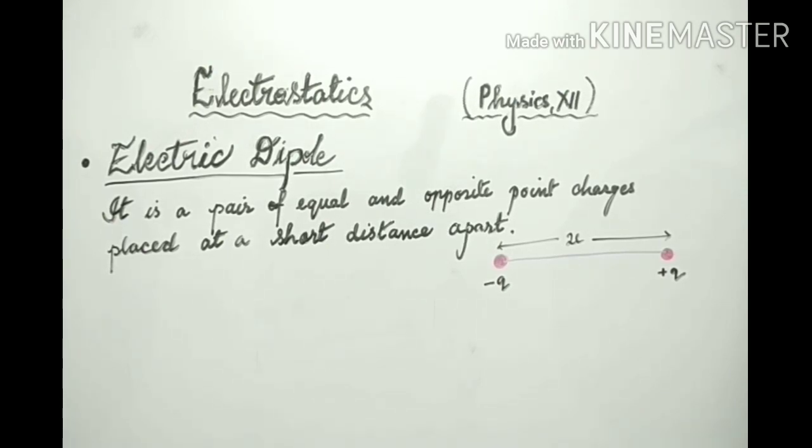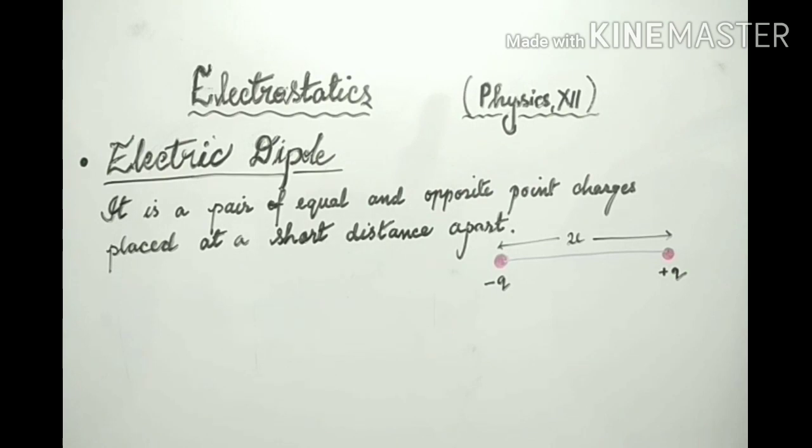Then we have discussed electric field. Every charge creates a space around it where it exerts a force on any other charge present near it. Then we have studied electric lines of force. We have also studied continuous charge distribution, different types of charge distributions, and also discrete charge systems.